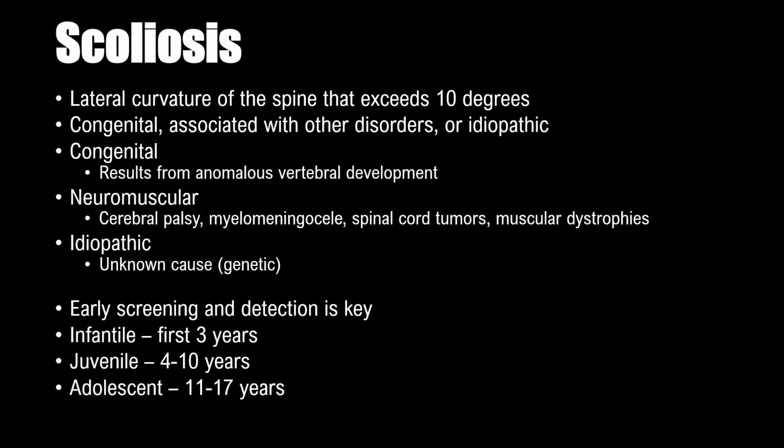And that is developmental dysplasia of the hip, and we're going to move on to scoliosis. So this is a lateral curvature of the spine, and it typically should exceed 10 degrees to be scoliosis. There are three types: congenital, neuromuscular, and idiopathic. Idiopathic is actually the most common, and it's an unknown cause, typically genetic.